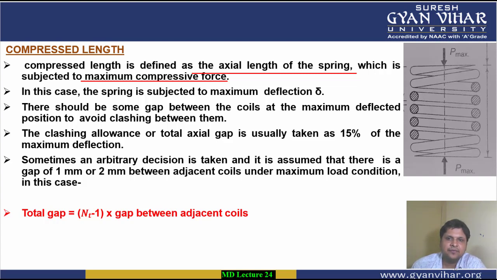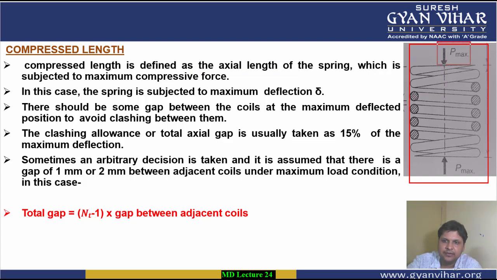In compressed length, we assume that the maximum load is acting on the spring, but we don't assume that the adjacent coils touch each other. So this is basically the axial length of the spring when it is loaded to the maximum compressive force. As you can see in the diagram, it is loaded with maximum compressive load, and the length of the spring from here to here will give you the value of compressed length.